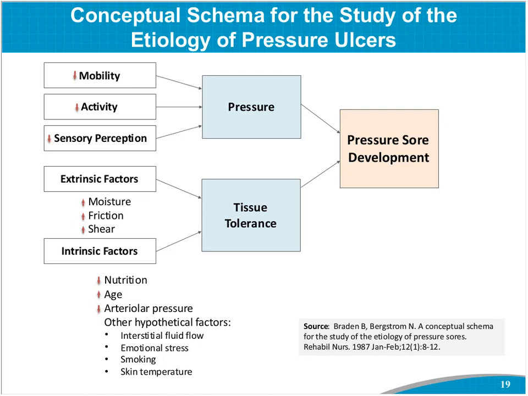But other factors, as you see listed here, like age, arterial pressure, and other hypothetical factors that Dr. Braden looked at, but there just wasn't enough evidence at that time, including blood flow, the role that stress played on patients. I thought it was interesting. They even looked at smoking, probably because of its impact on the cardiovascular system, and skin temperature.